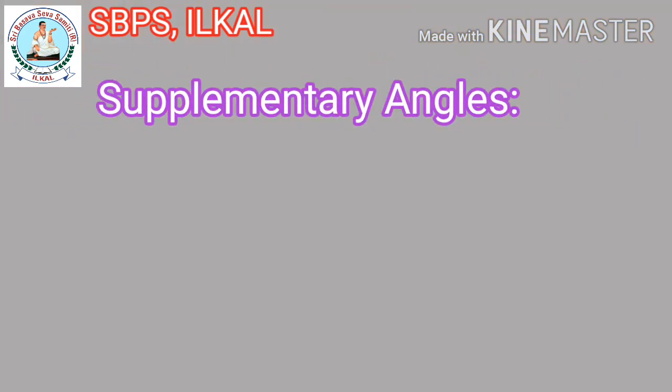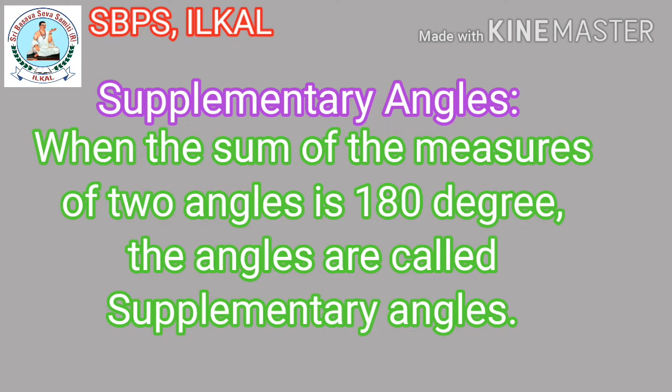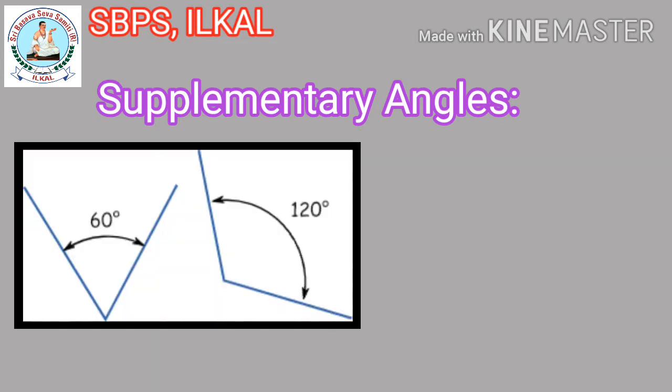The next word is supplementary angles. When the sum of the measures of two angles is 180 degree, the angles are called supplementary angles. When you add any two angles, children, if you got 180 degree as its sum, we can consider those two angles as supplementary angles. Okay. Observe one example here. 60 degree angle is separate and 120 degree angle is separate. Then these two sum we will get 180 degree. So these two angles can be considered as supplementary angles.